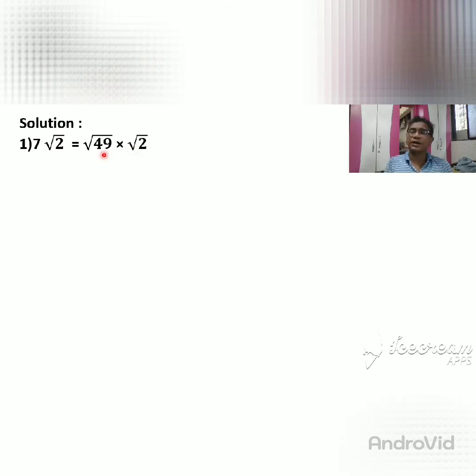Do you understand how you get 49? See, 7 is the coefficient, 7 into root 2. What is the order of root 2? The order is 2, so 7 square. What is 7 square? 49. So 49 is written under the square root sign, into root 2, which is given. Any doubts here? If some of the students do not understand, then I will speak in Marathi.